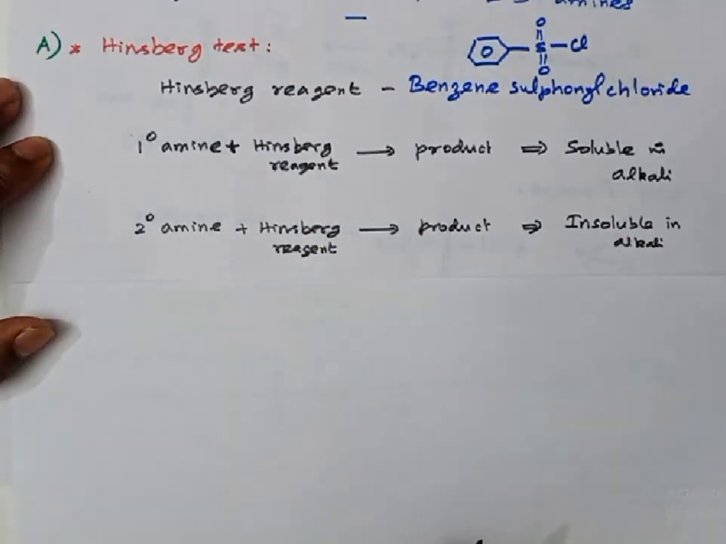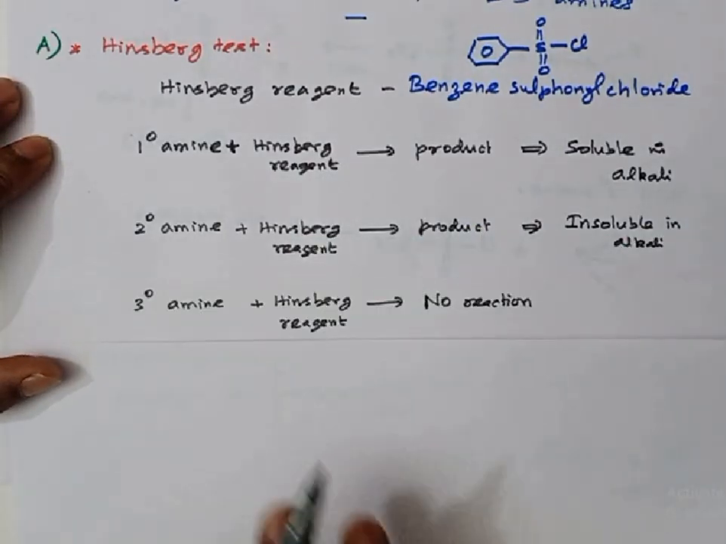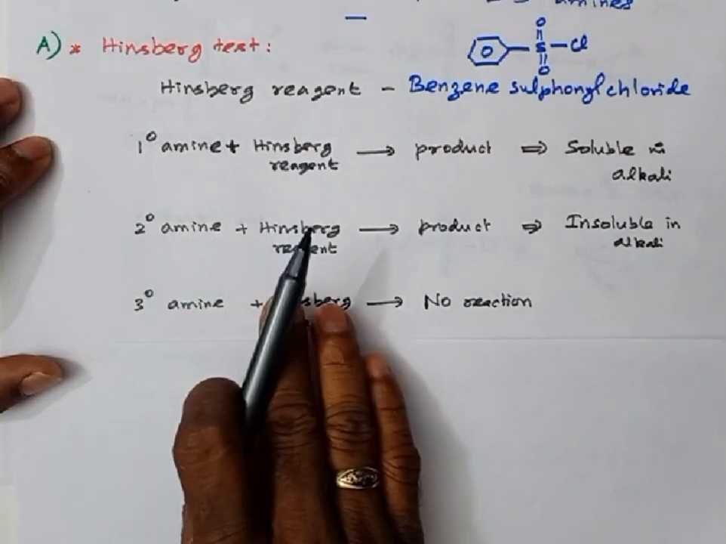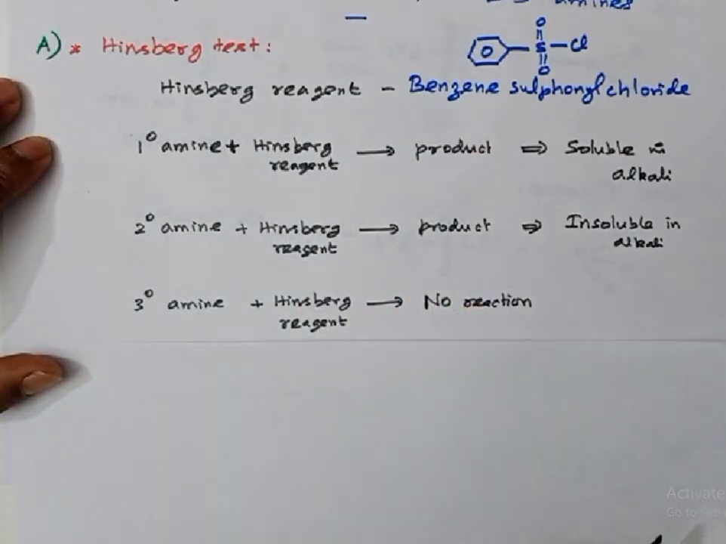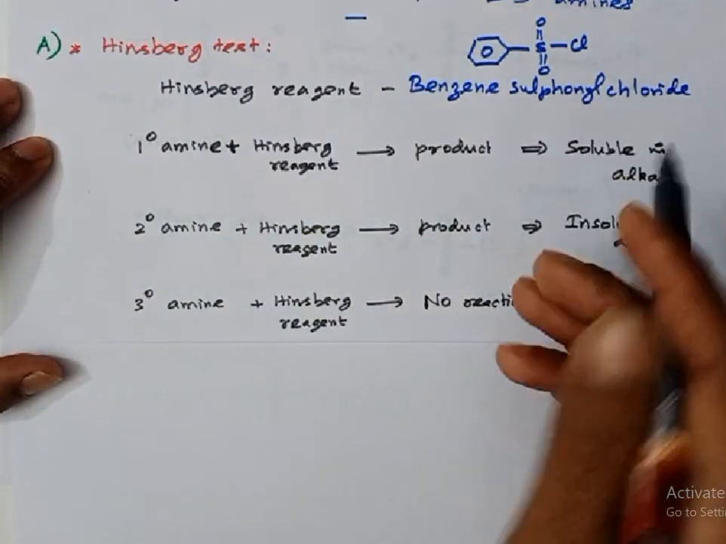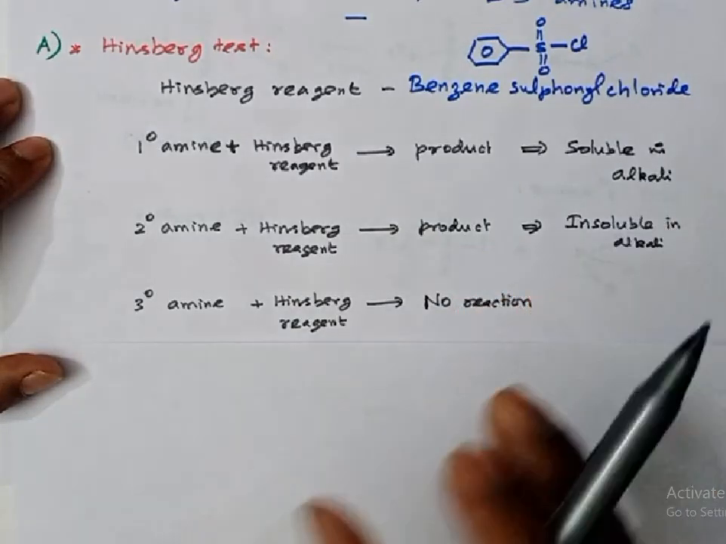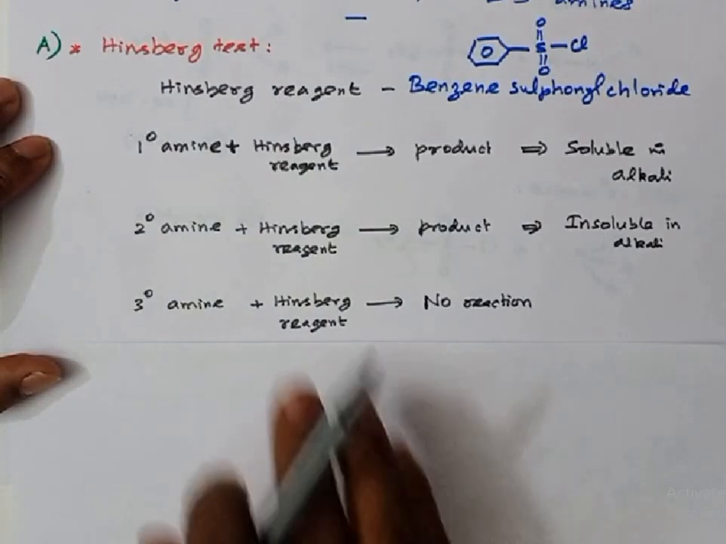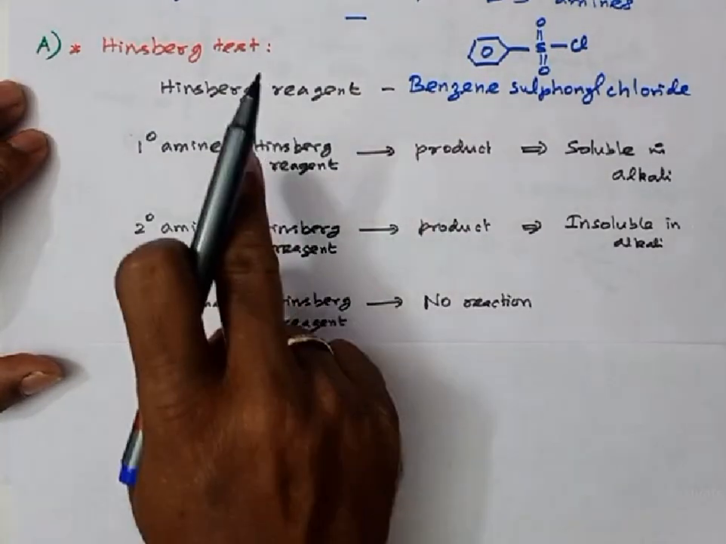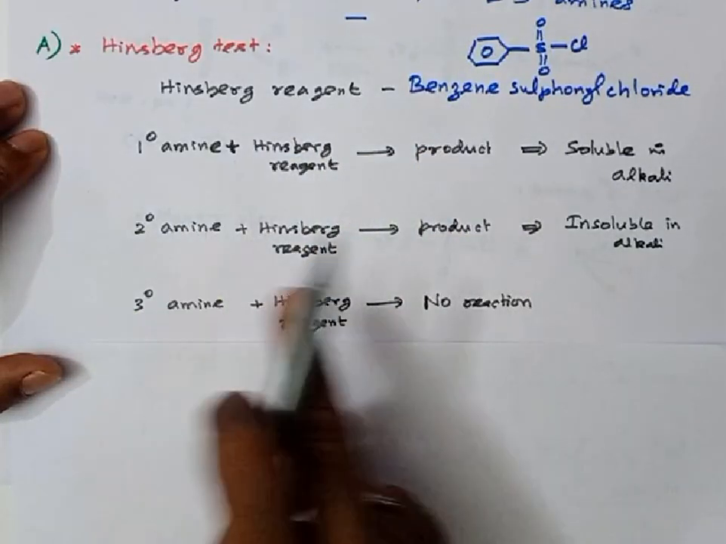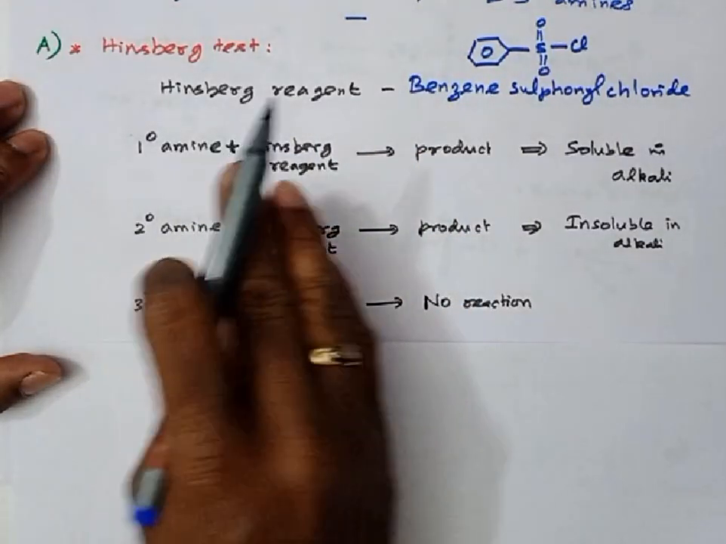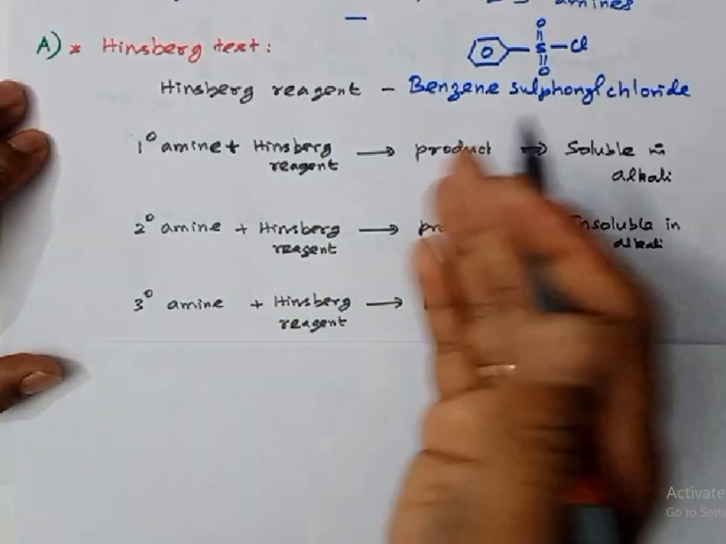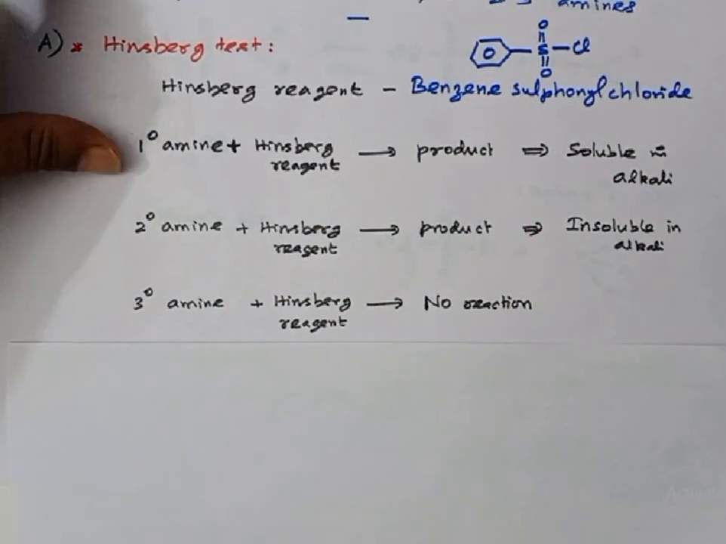You can easily identify. If you go to tertiary amine with Hinsberg reagent, tertiary amines do not undergo any reaction. No reaction with the tertiary amine. So based on these, you can easily distinguish primary, secondary and tertiary amines. We call this test the Hinsberg test. Okay, what is the chemical reaction behind it? What's the product formed with the primary amine, with the secondary amine, with the tertiary amine? Tertiary amine, no reaction. What's the product formed with the primary and secondary? Why are they soluble in alkali? We'll discuss that.